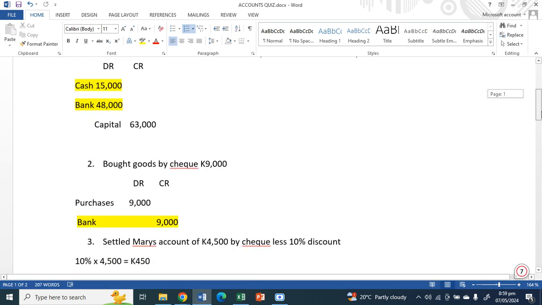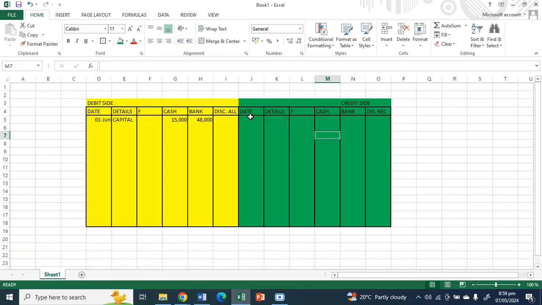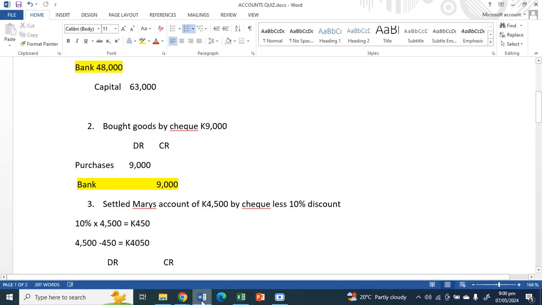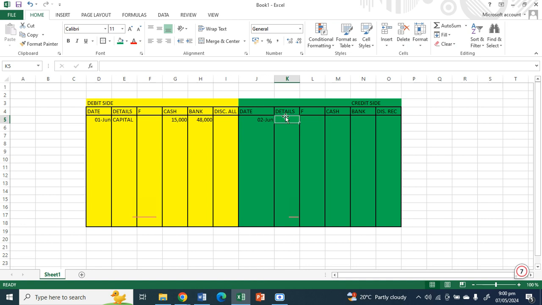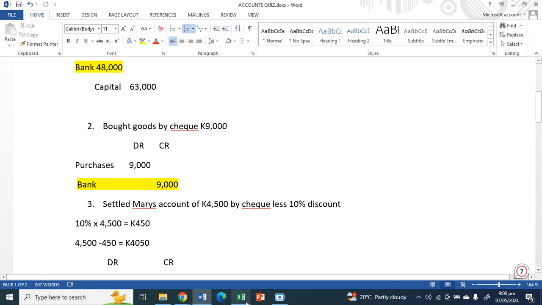All right, the next one is June 2nd, we're crediting bank 9,000. Say 2nd June. We're going to say on purchases. So on the details, you put the other account that was affected in the transaction. So you say purchases. Let's see who was it. It was bank 9,000.